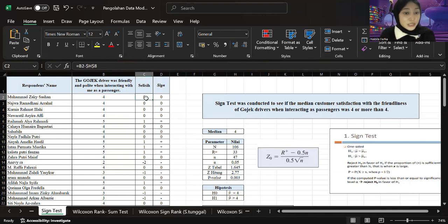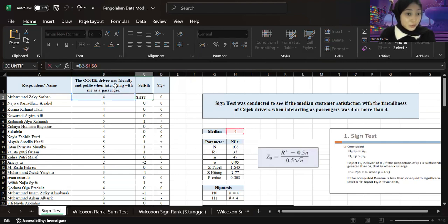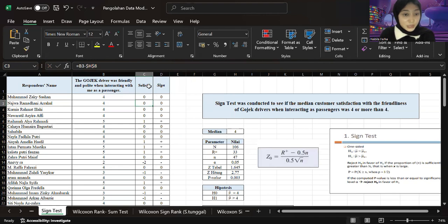After that, we subtract each point of the data from the median. For example, here we got the rating of the Gojek driver being friendly and polite is 4, and we subtract it from the median of the data, which is 4. And after that, we got the difference is 0, and so on. Then we determine the sign, because we use the sign test here, so the direction is very important. So we only use the plus or minus sign. If we got a difference that has a 0 value, we ignore it.